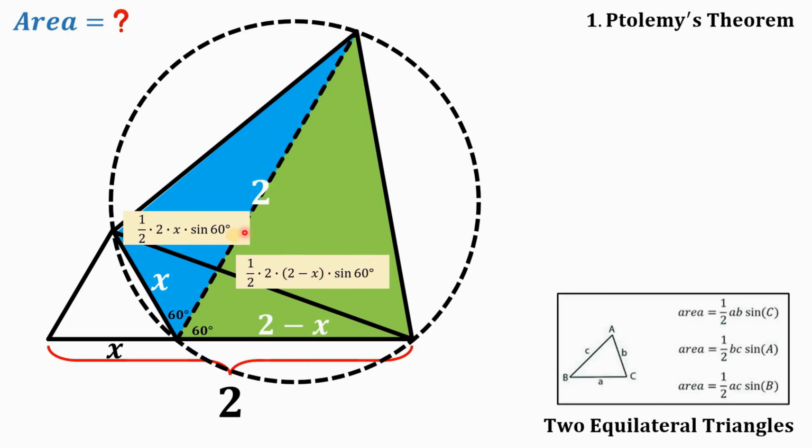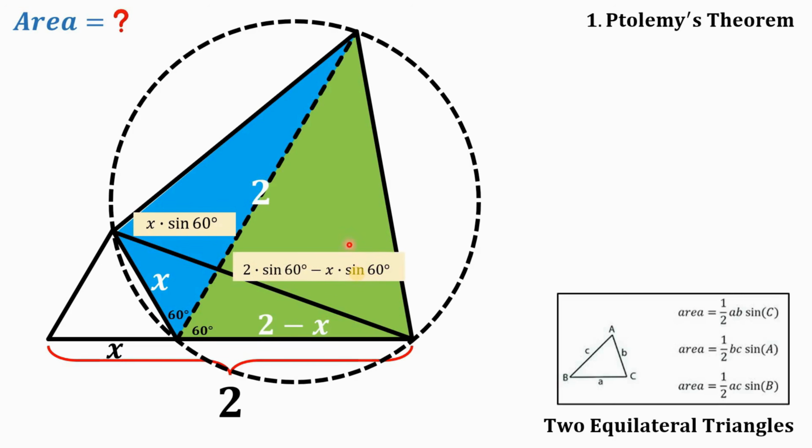Now, we can simplify those areas a little bit because 1/2 times 2 is just 1. So the area of this blue triangle is simply equal to x times sine of 60 degrees. And this green triangle, we can simplify further as 2 times sine of 60 degrees minus x times sine of 60 degrees. In short, the area of this quadrilateral is simply equal to the sum of these two areas. So 2 times sine 60 degrees minus x times sine 60 degrees plus x times sine 60 degrees. And this x term is simply equal to 0.